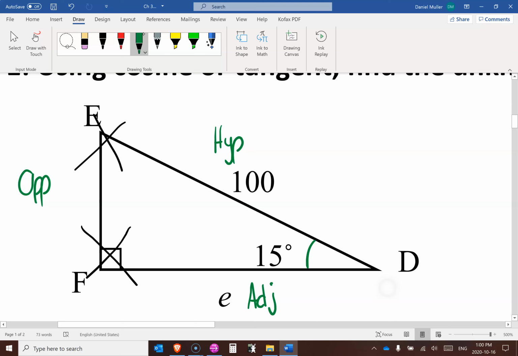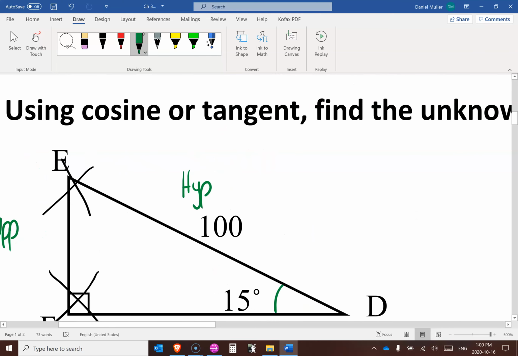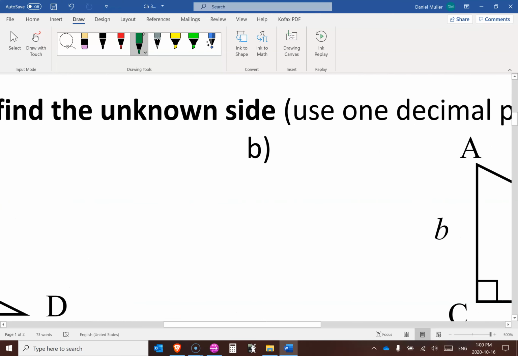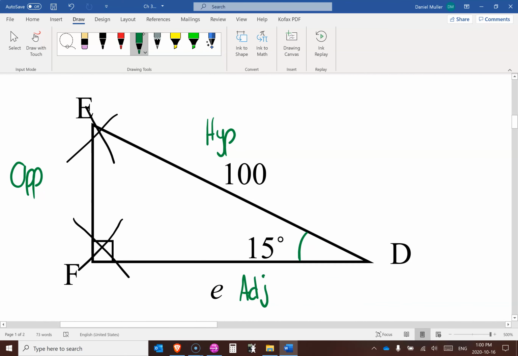Now I'm assuming that it has an E here, that it means that I need to find this missing side, but let's just say using cosine or tangent, find the unknown side. Use 1 decimal place. I usually like to use 3 decimal places, but if we're using the trig table, then we might just round to 1 decimal place.